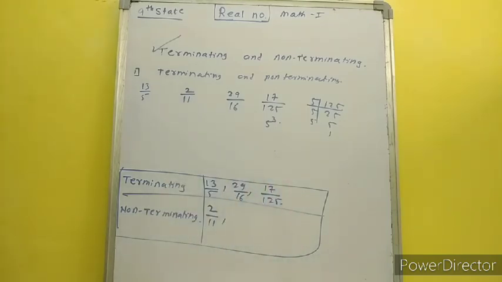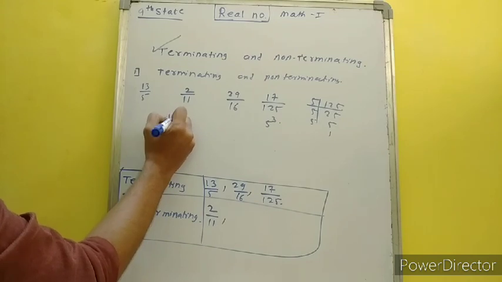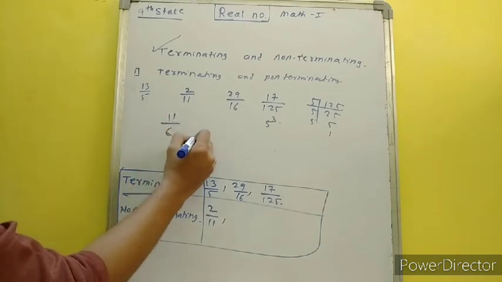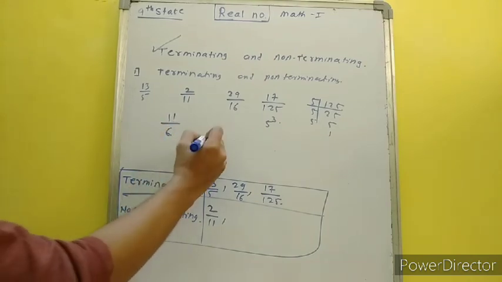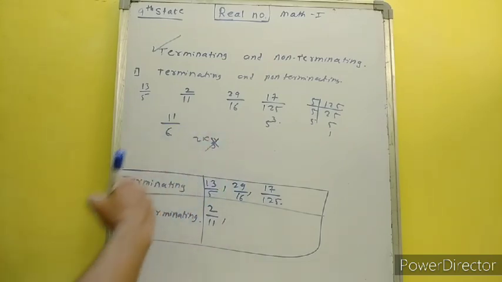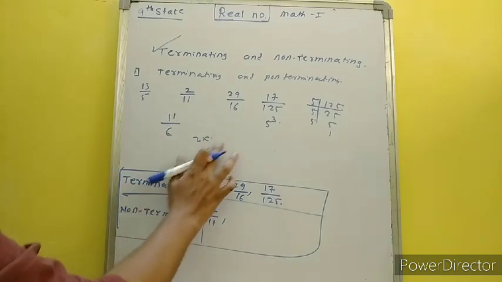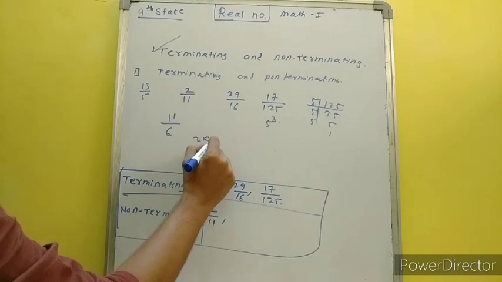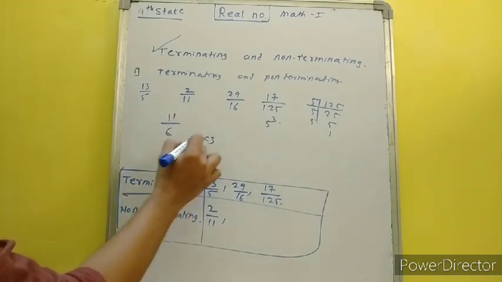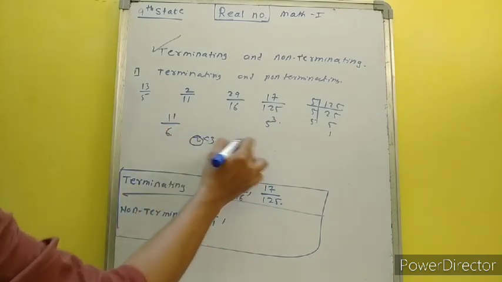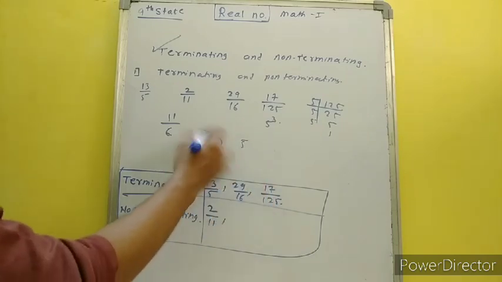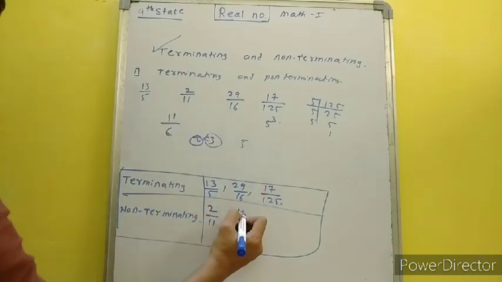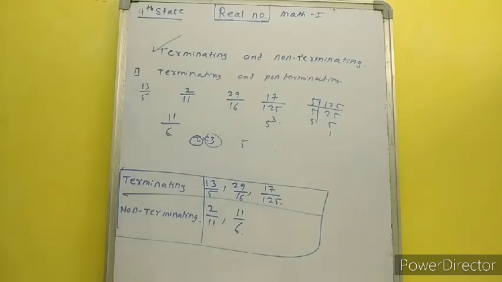Then we have 11 upon 6. 6 is written as 2 3s are 6. We have 2, but we have an extra 3. This will not do. If there is an extra 3, it cannot be terminating. We should have 2, or 5, or 2 and 5 both. But any other number will not be helpful. So 11 upon 6 is not terminating, and the same applies to any bigger number.